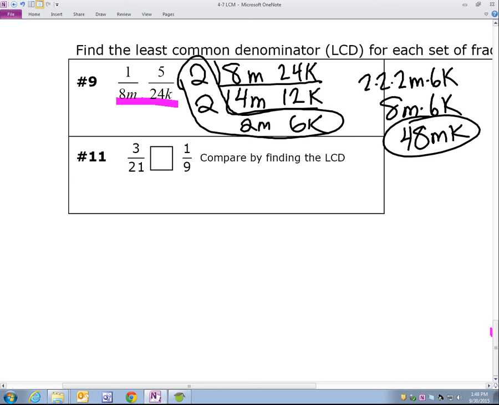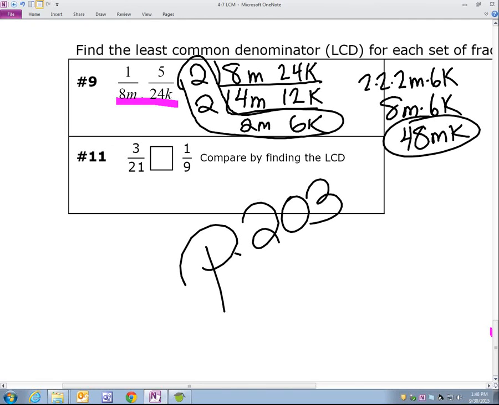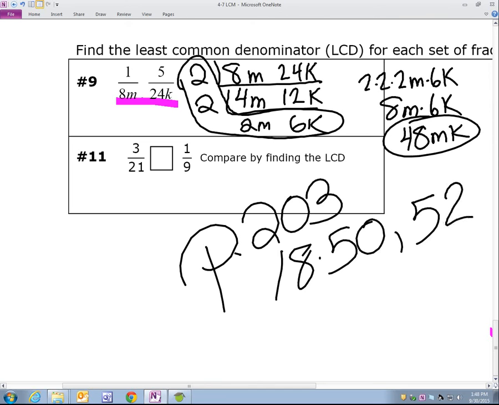Your homework, page 203, 18 through 50. It seems like a lot right now.